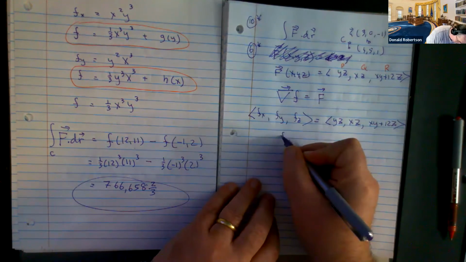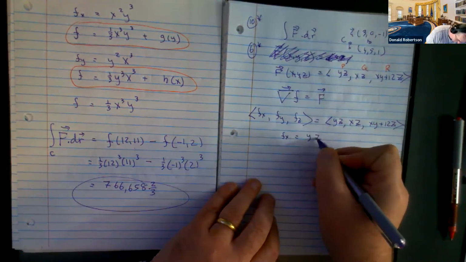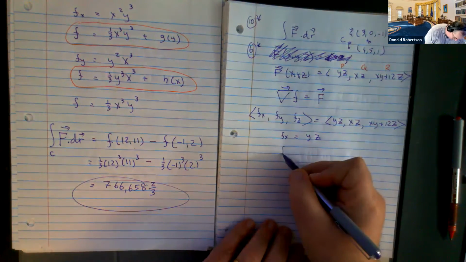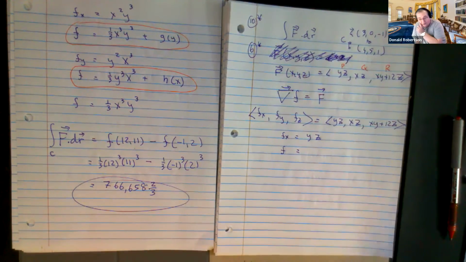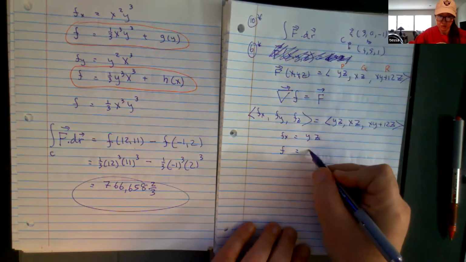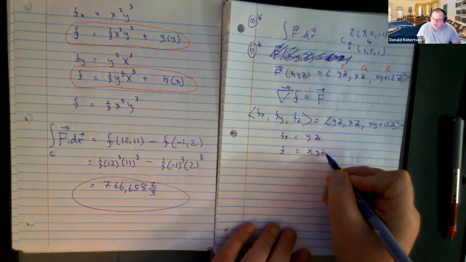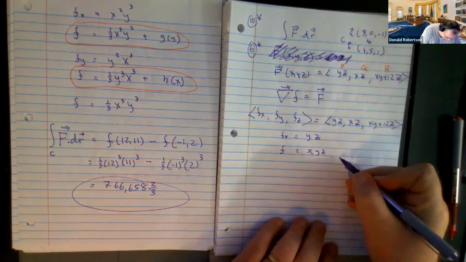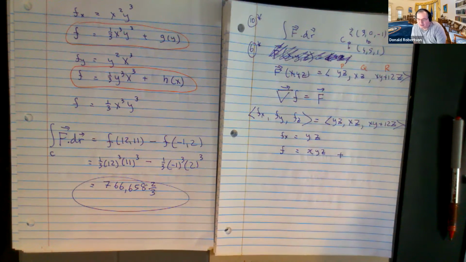Right, start with the first one. I want to integrate YZ with respect to X. Don't overthink this one. No, the answer's not 0, that's differentiation. But what's the integral of YZ with respect to X? X? Just X or XYZ? XYZ, which is probably what you meant. Now, plus a constant, right? You're going to have a little problem with this.